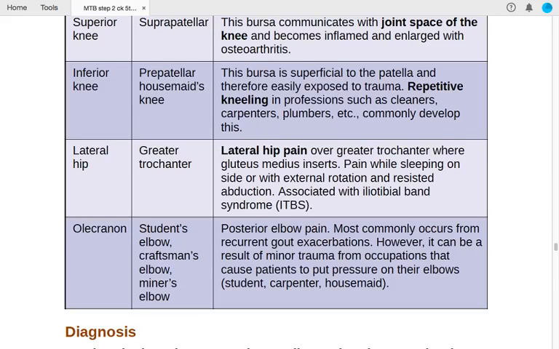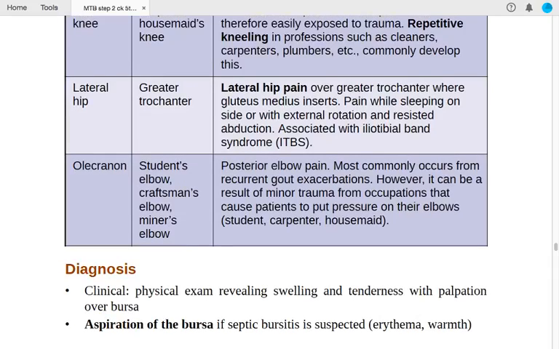Now, lateral hip location is there, and the bursa is towards the greater trochanter, and lateral hip pain will be there over the greater trochanter where gluteus medius inserts. So, pain while sleeping on the side or with external rotation and resisted abduction. There is association with iliotibial band syndrome, that is known as ITBS. And most of the time in case of lateral hip, we'll see the pain over the greater trochanter.